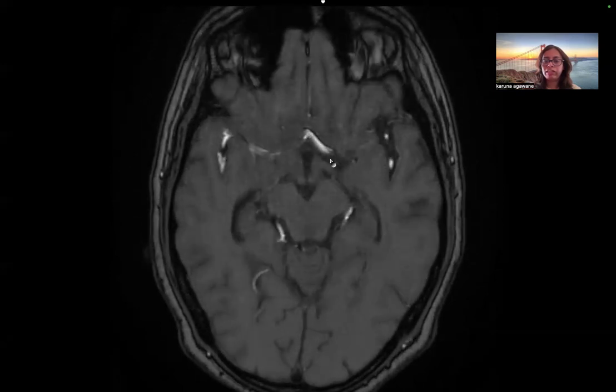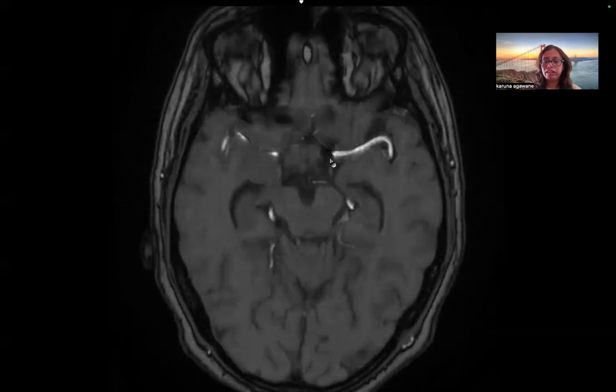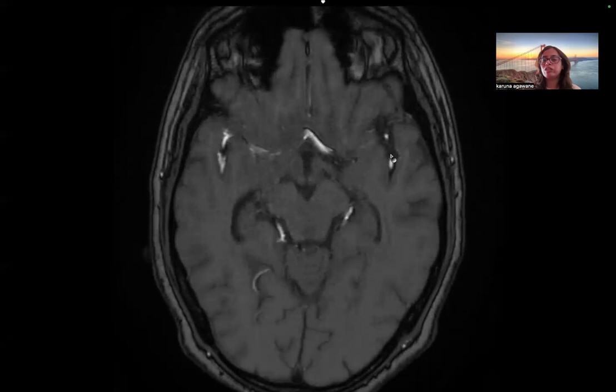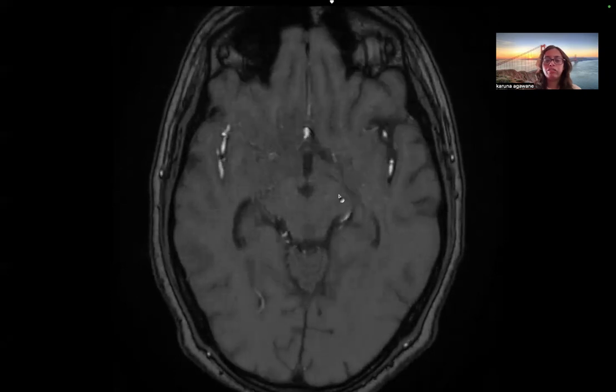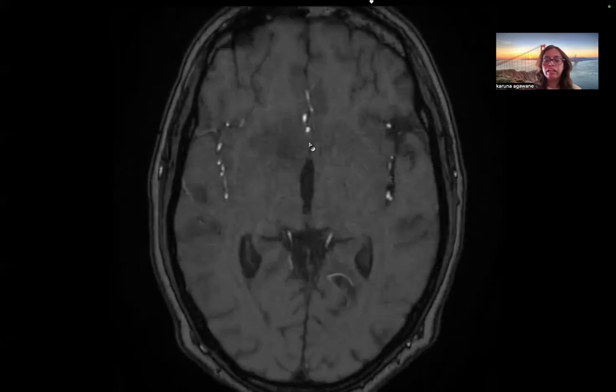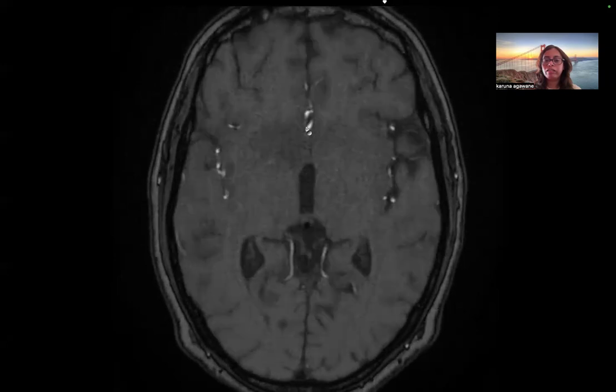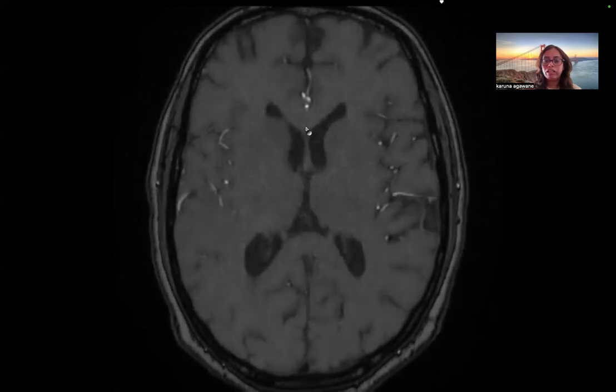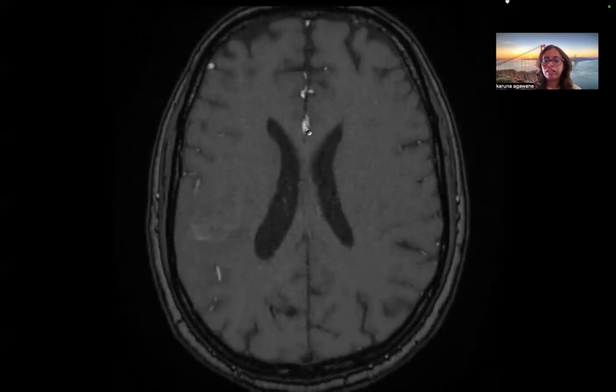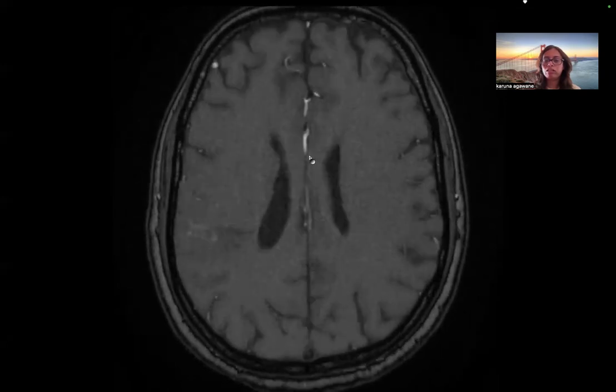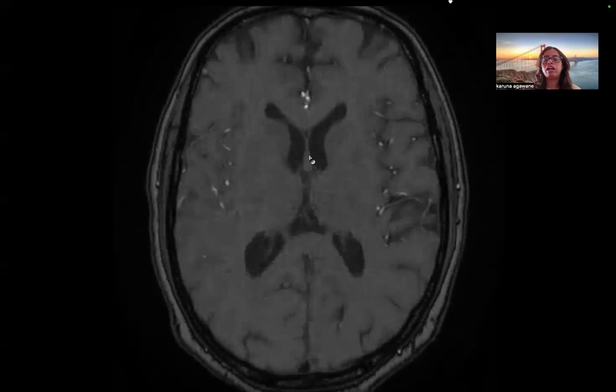So this is the A1 segment, and this is the M1 segment of the MCA, which is coursing through the Sylvian fissure and then entering into the insula as the M2 segment. And if you can see here, the ACA courses through this midline fissure, moving upwards and then turning backwards along the corpus callosum as the pericallosal artery.